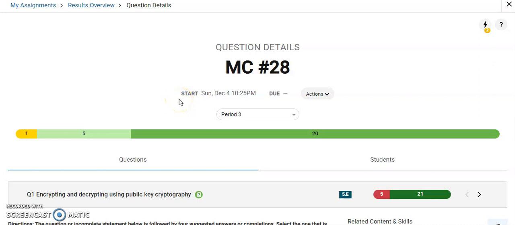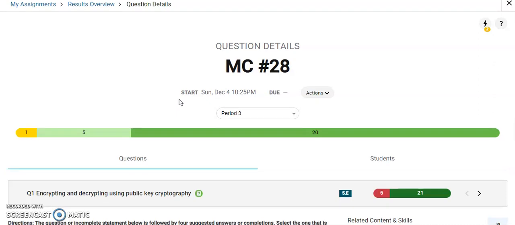Welcome to your Chapter 7 Encryption and Cybersecurity Review. We're going to go over MCs 28, 29, 30, 31, and 32. I'm going to go through all the questions, try to go through them relatively quickly for you guys, but get you the information that you also need.